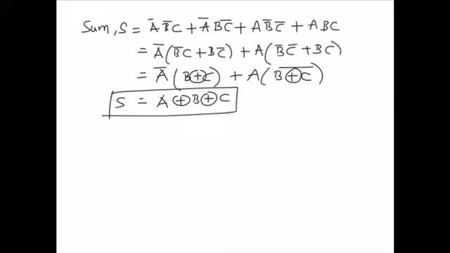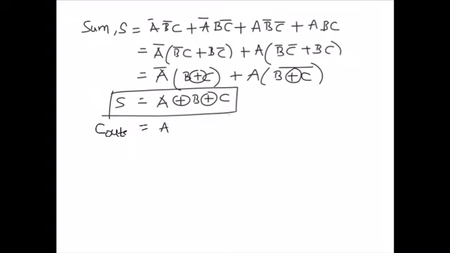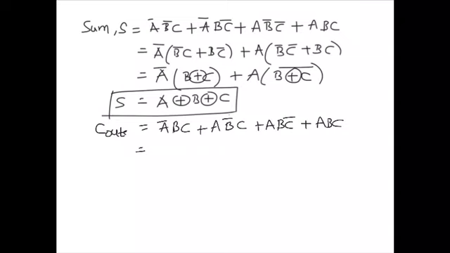Similarly, let me show you how I can do the simplification of the carry of the full adder. The carry out expression of full adder is C out equal to A bar B C plus A B bar C plus A B C bar plus A B C. This can be simplified in the way that we did for sum. I will take C as common, C into A bar B plus A B bar, plus A B C bar plus A B C. So A B can be taken as common, A B into C plus C bar.